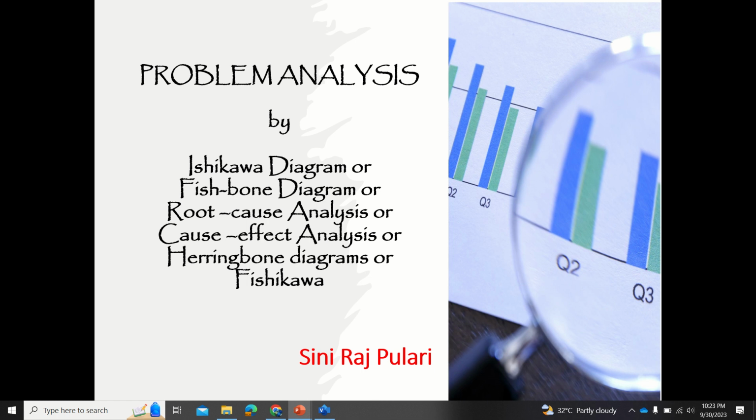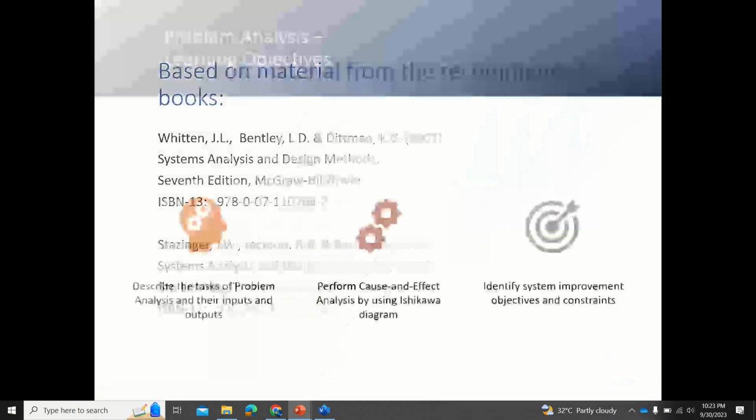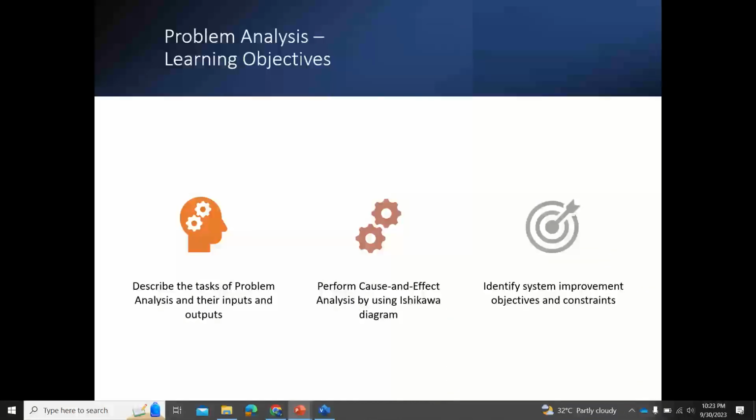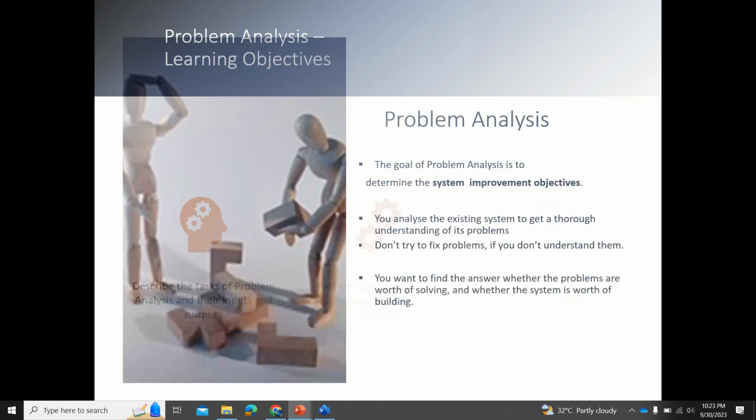And why do we go for this diagram? It is mainly for problem analysis, and that too a detailed problem analysis. So let's dig into the problem a little bit more. In this, we will be learning about what the different tasks of problem analysis are and what its input and output should be, what we mean by cause and effect using this Ishikawa diagram, and also how we can identify the various system improvement objectives from this problem analysis. So that is what we are going to see here.